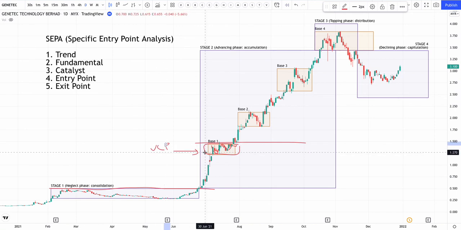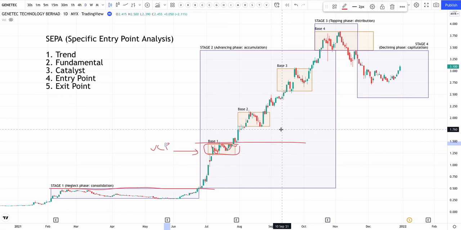So if we miss the first entry, for example, we can always find another base, and hopefully it also provides the VCP reading, with a VCP pattern that we can enter as well. From my own perspective, any pattern can help to enter the counter in stage two, the right trend, the advancing phase, which is stage two.